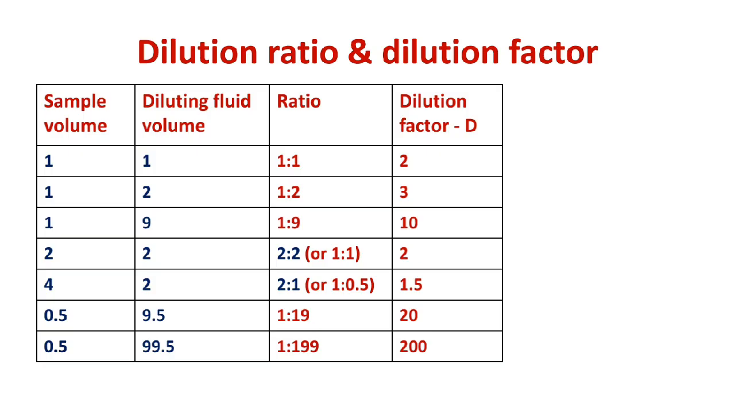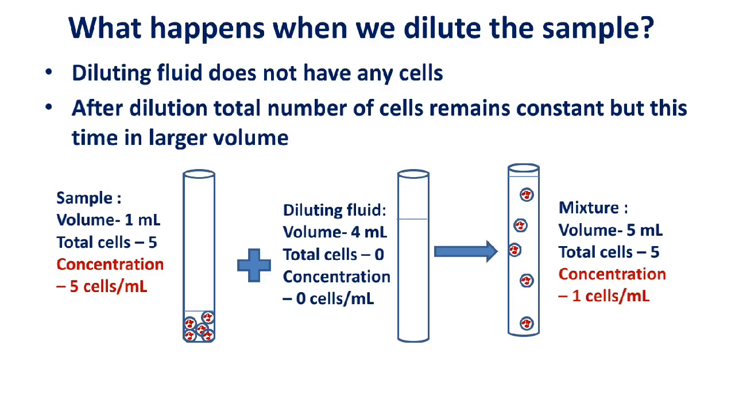Suppose we add 1 milliliter of diluting fluid to 1 milliliter of sample, then it will be called a 1 in 1 dilution. The diluting fluid does not have any cells. So after dilution, the total number of cells in the mixture will remain constant, but this time in a larger volume. For example, if we mix 0.5 part sample with 9.5 parts diluting fluid for a WBC count, then the dilution will be 1 in 19, and if there are n cells in the 0.5 volume of sample, then after dilution, n cells will be there in 9.5 plus 0.5, equals 10 volume.